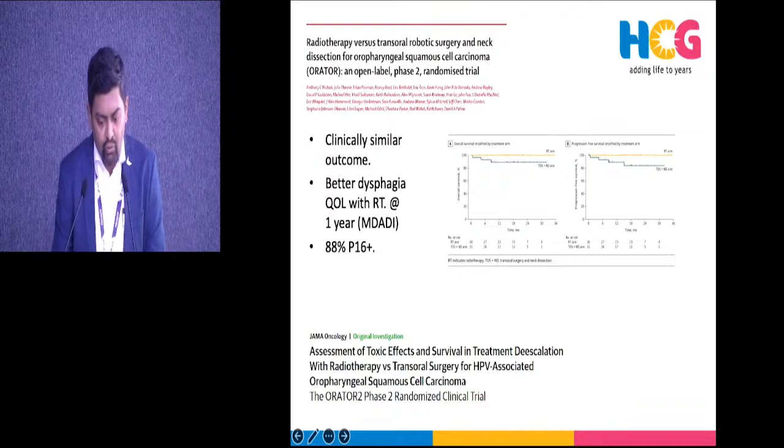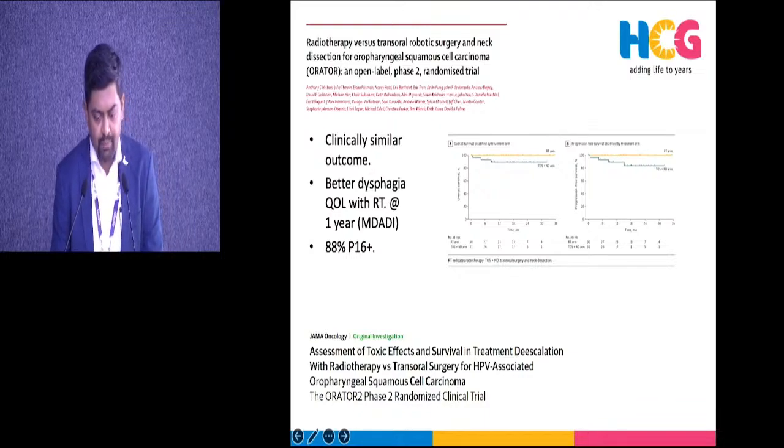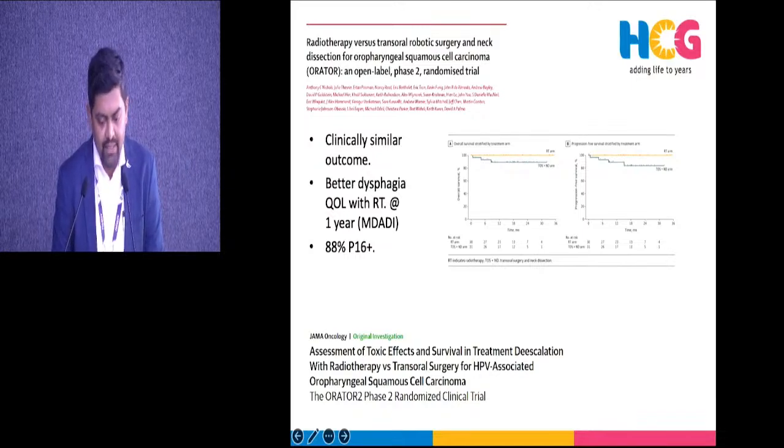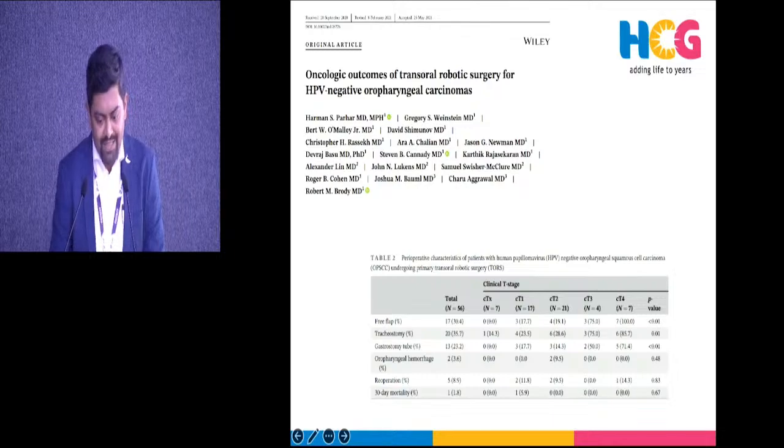So we all know the ORATOR trial, 88% were p16 positive. They had at 1 year the dysphagia QoL by the MDADI scores, and radiation scored over surgery. Then people tried to do ORATOR phase 3, which eventually got closed due to the unwarranted side effects in the surgery arm. Now, still there is a lot of transoral robotic surgery data in HPV negative because it's a poor cohort.